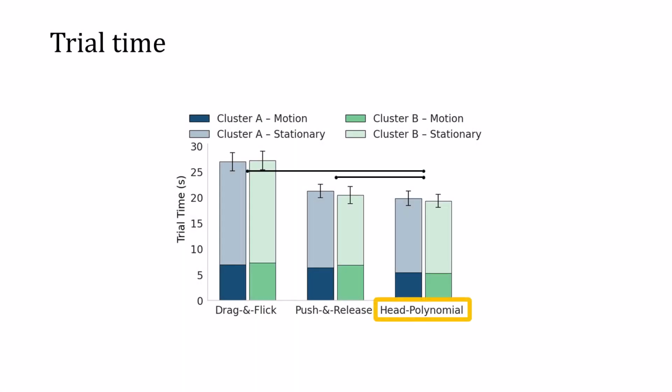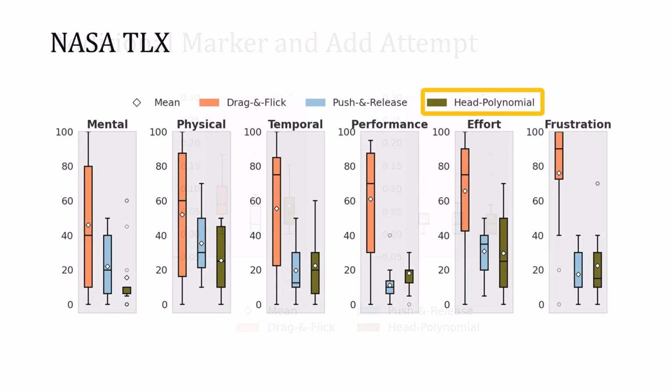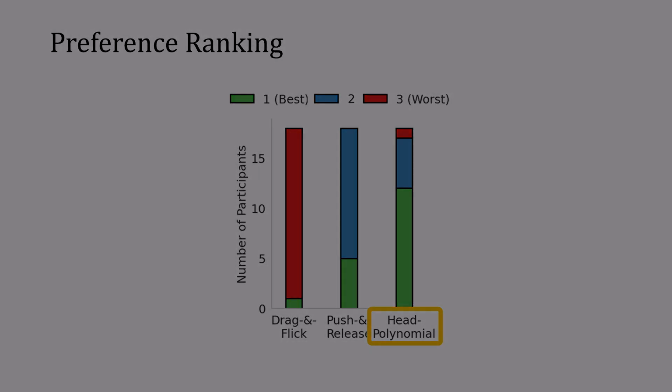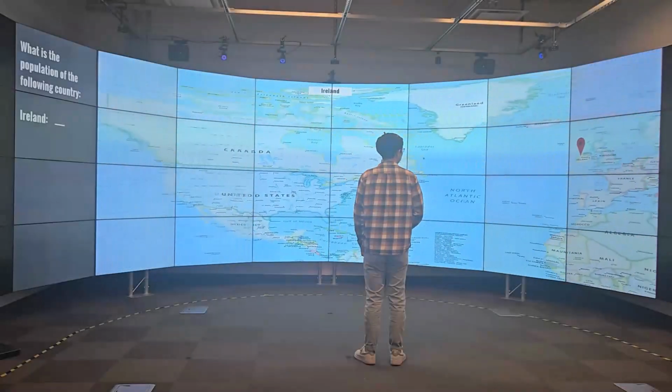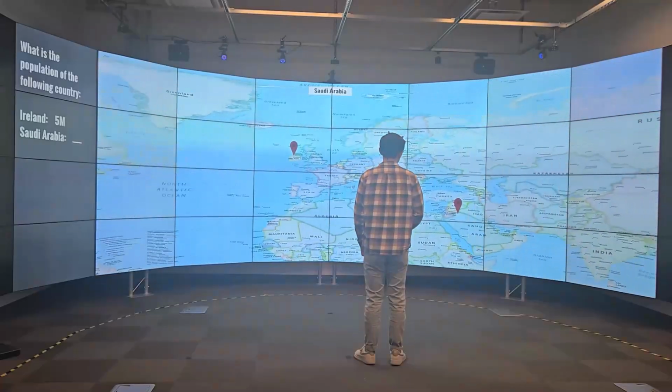The head polynomial technique was significantly faster than both the joystick and the drag and flick methods. All techniques were equally precise with no significant difference in additional attempts. Furthermore, participants rated the head-based technique as requiring the least effort, and it was overwhelmingly their most preferred method, with 12 out of 18 participants ranking it as the best. Our second study confirms that head-based navigation is a faster, highly preferred, and more efficient way to navigate large workspaces compared to standard controller methods.